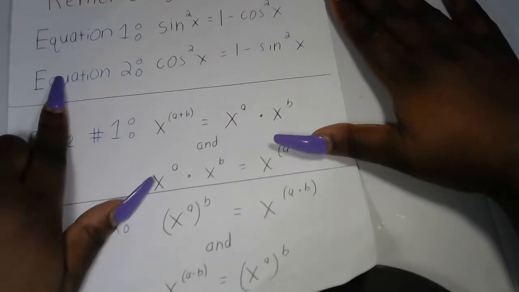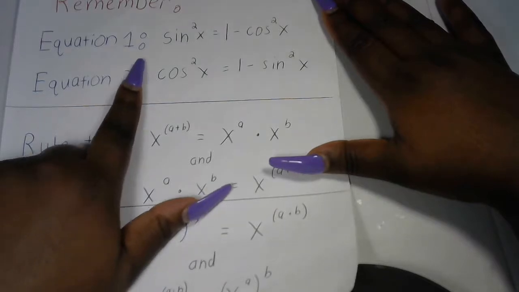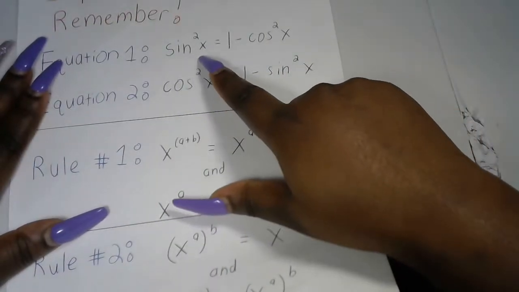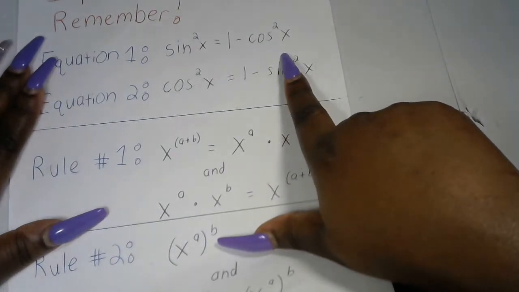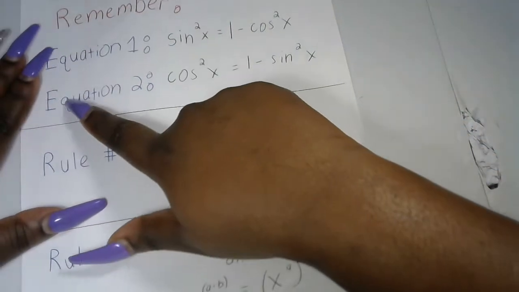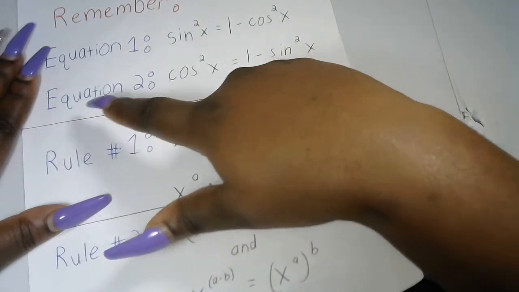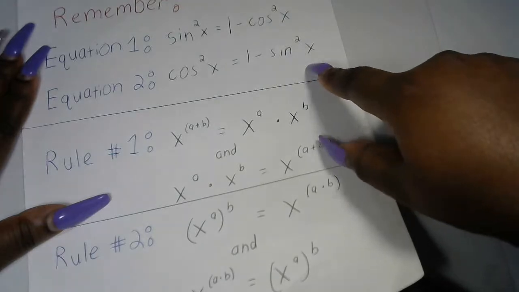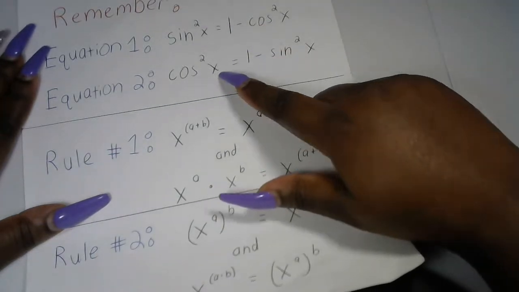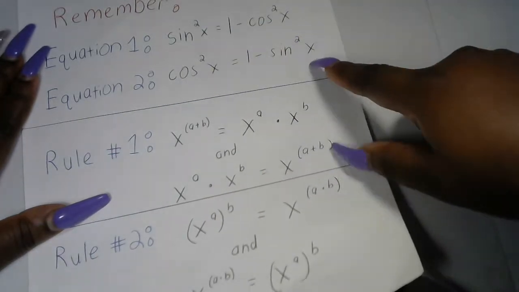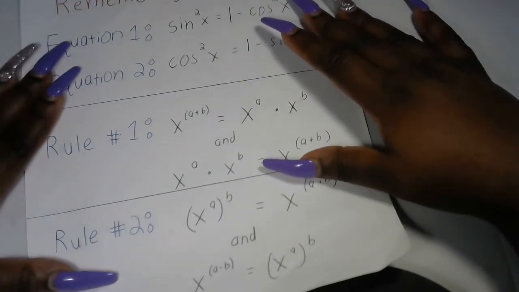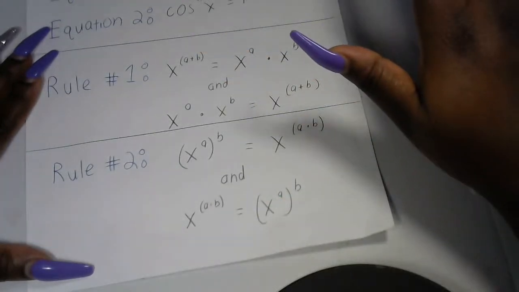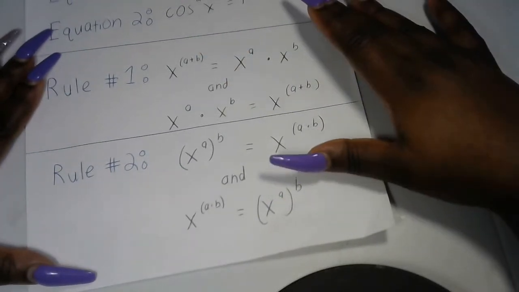For equation 1, this is a trigonometric identity: sine x squared is equal to 1 minus cosine x squared. And for what I'm going to be referring to as equation 2 for this video, another trigonometric identity: cosine x squared is equal to 1 minus sine x squared. And then here are a couple of algebraic rules that are really important for this topic as well.